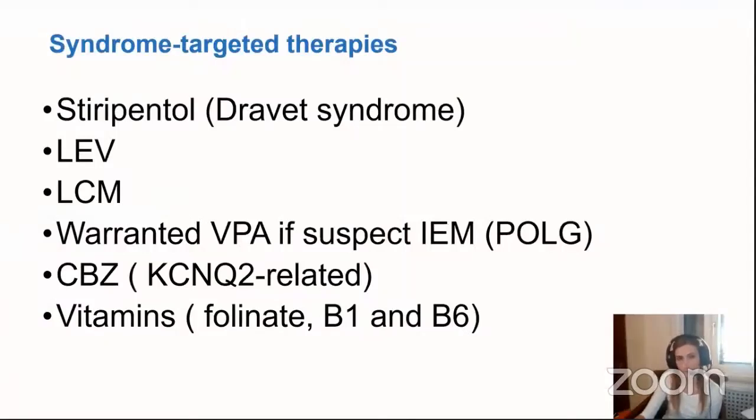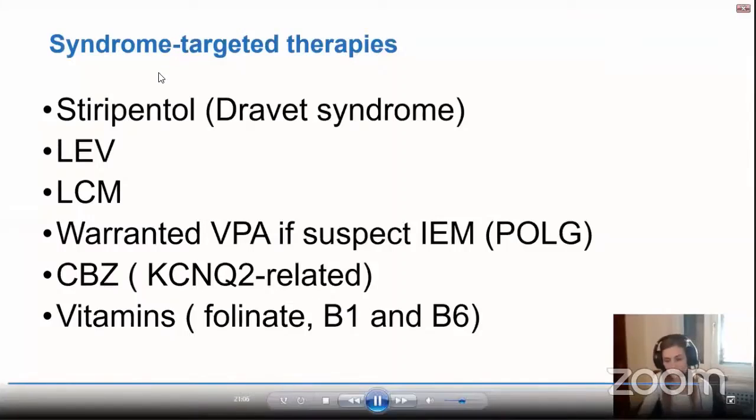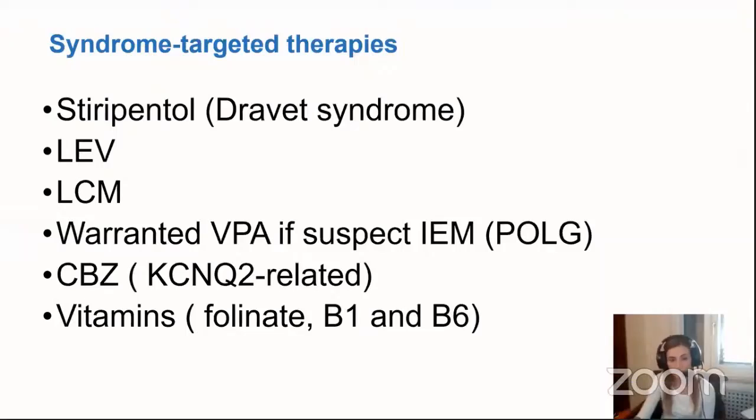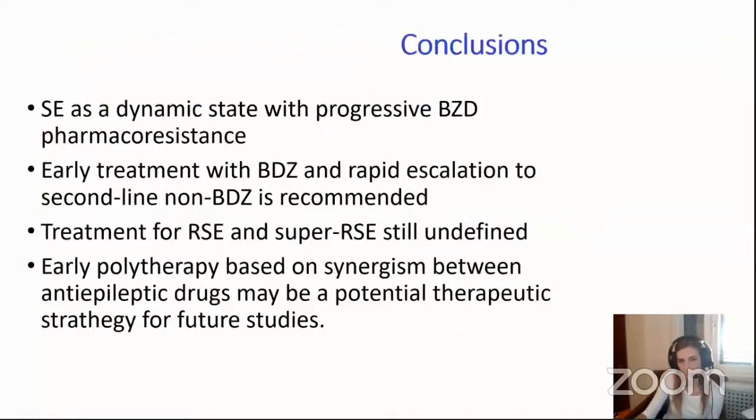If we know the patient we have in front of us is affected by a specific epileptic syndrome, such as Dravet syndrome, we can try to treat this patient with specific targeted therapies, such as stiripentol in Dravet syndrome, levetiracetam, lacosamide, or carbamazepine in newborns with KCNQ2-related epilepsy, or pyridoxine in very small children or newborns with unexplained prolonged seizures. And we have to keep in mind that some drugs need to be avoided if we suspect an inherited metabolic disorder, such as valproate.